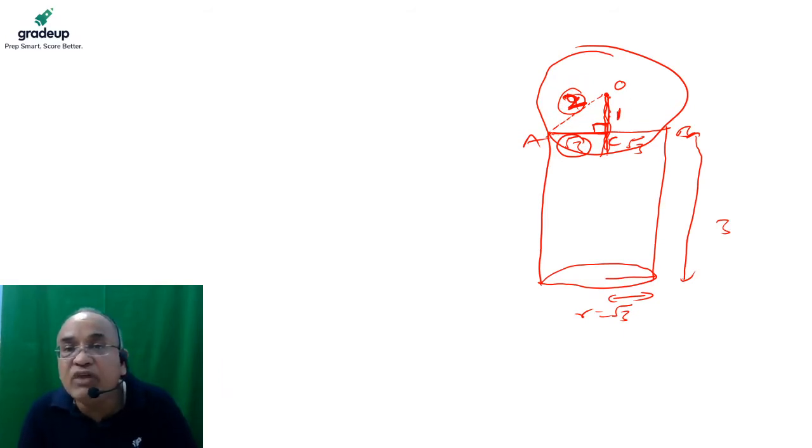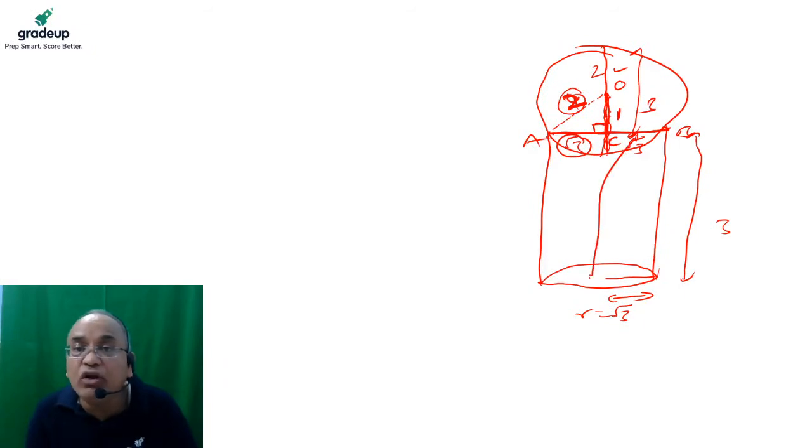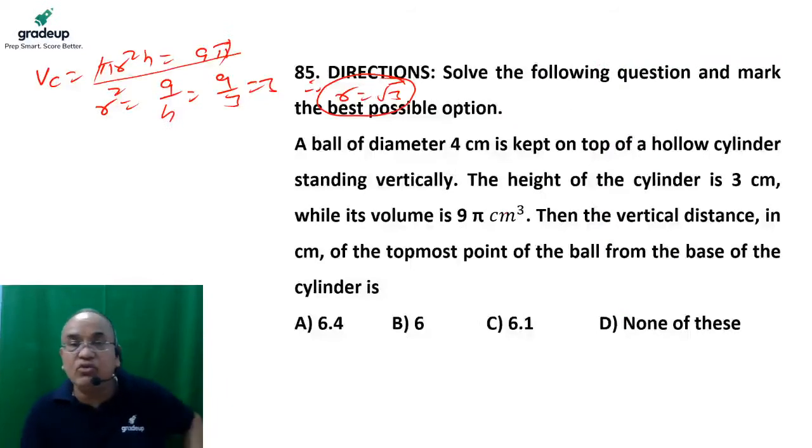Okay. So as we know, from bottom to top, the height is nothing but 3 centimeter. And this length is nothing but what? 1 centimeter. We have already calculated. And this length is nothing but the radius, which is 2. So total length is 2 plus 1, 3. So this length would become 3. And from here to here, the length is also 3. So total length from bottom to top of the ball is nothing but what? 6. So the correct answer would be 6.